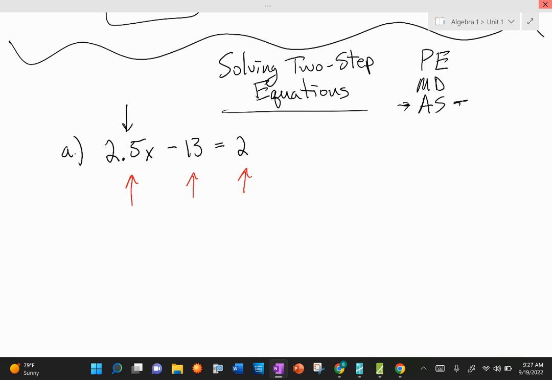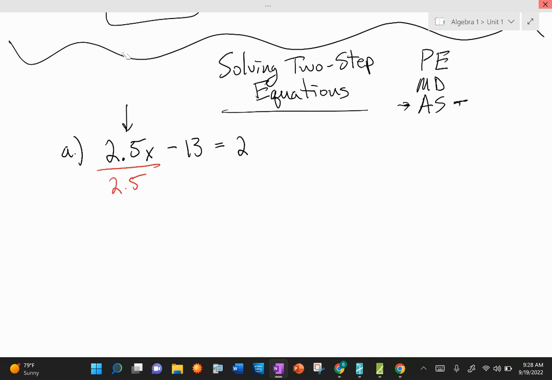If I want to divide 2.5x by 2.5, I would have to, don't do this, just watch, divide this by 2.5, divide this by 2.5, and divide this by 2.5. Now, mathematically speaking, if we did our division correctly, you'll still get the right answer. This is just way more work than you need to do.